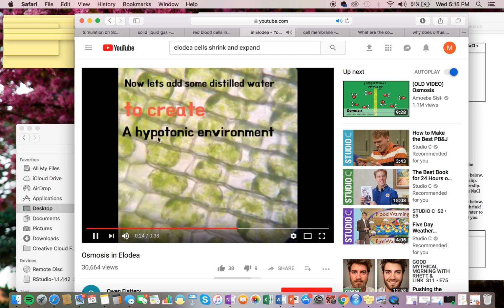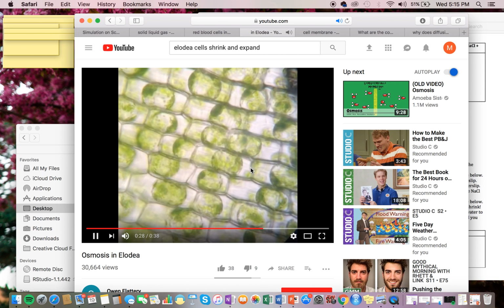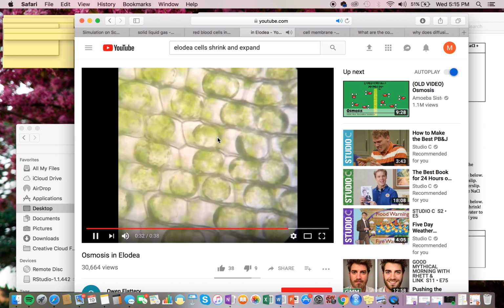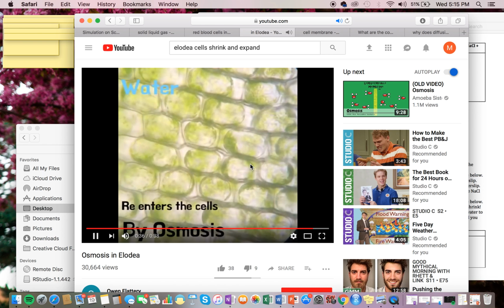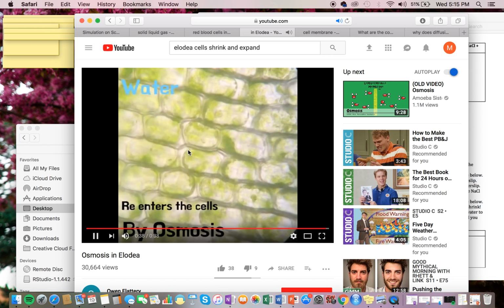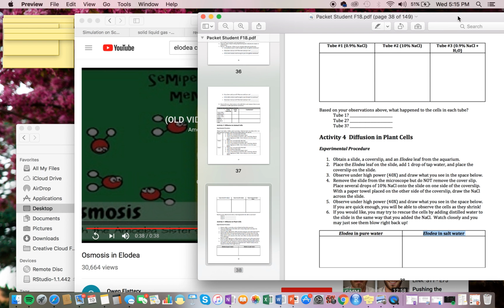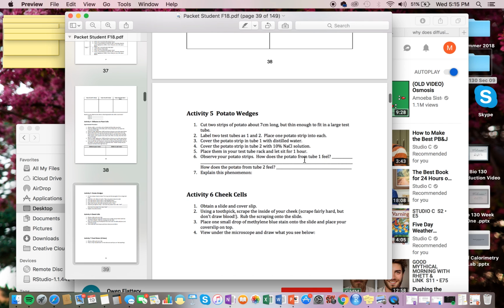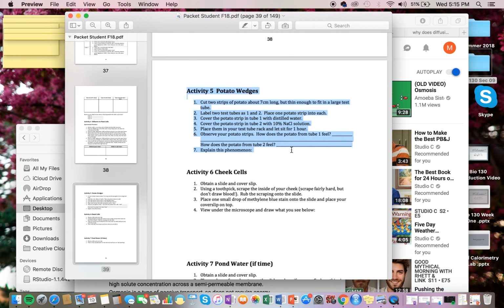Now let's add distilled water to make it a hypotonic solution. Remember, water is going to rush into the cell. You see them grow? So that's what we would have seen in lab if we did it correctly and we had time. So, yep, that's basically lab. These other two activities were just for fun. I think we all got the potato wedge thing covered.